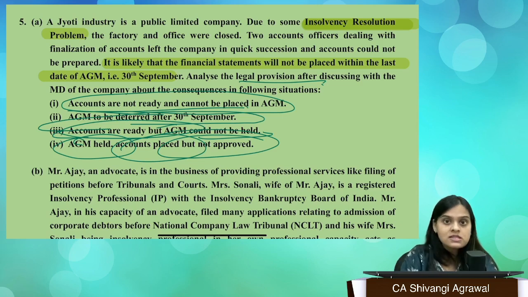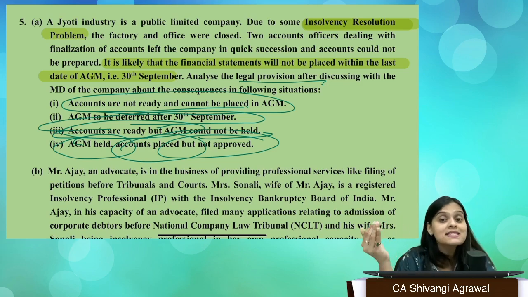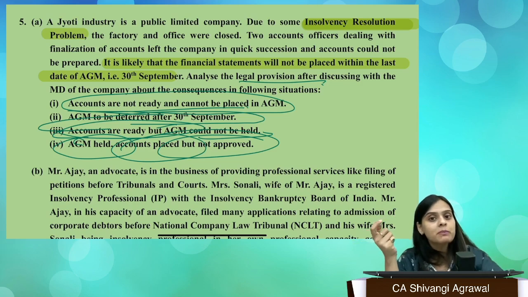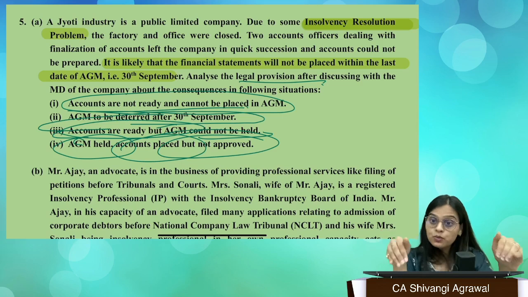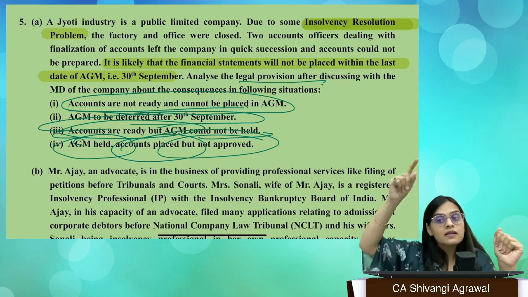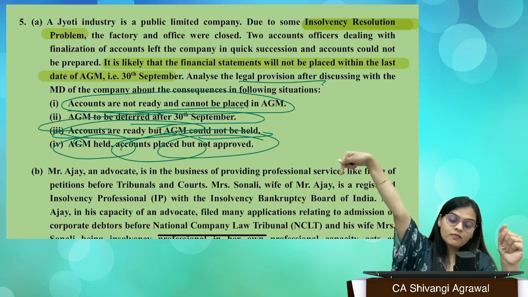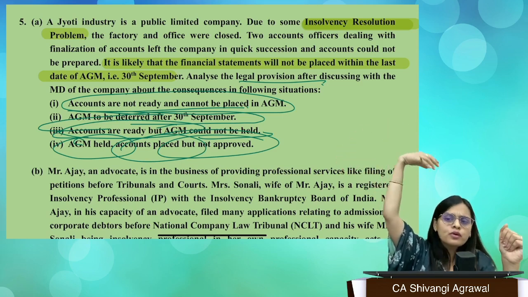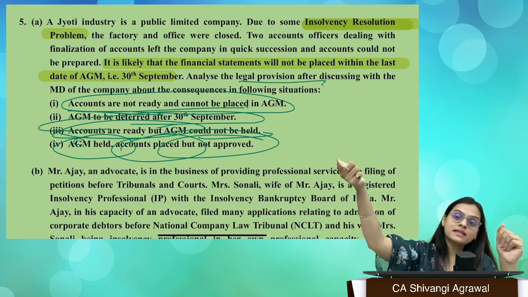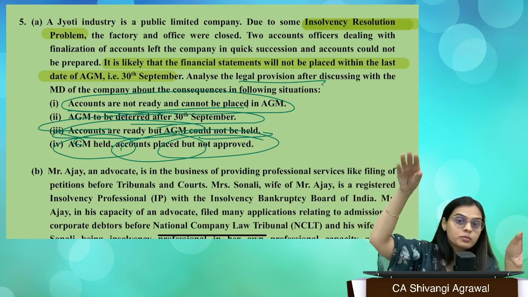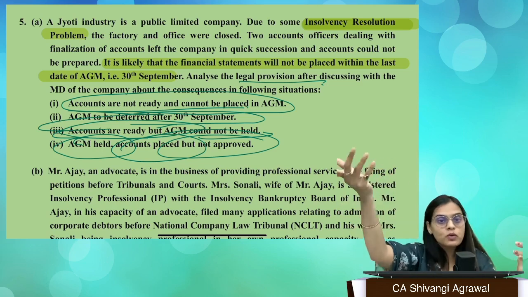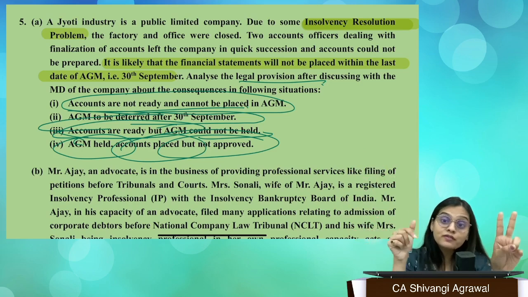So first, accounts are not ready and cannot be placed in AGM. So what will happen? Supposedly the AGM is conducted, because cannot be placed in AGM means the AGM was held and there the accounts were not ready. So in front of the members, we did not present the financials. So what will happen is the AGM will be adjourned. AGM will be adjourned and before or within 30th September it will be held, and then we will place the accounts. Since the accounts are not placed yet, the agenda that should have been in the AGM did not happen, so the AGM will be adjourned and we will do it when it is held later. That is the first point. Second, AGM to be deferred after 30th September.